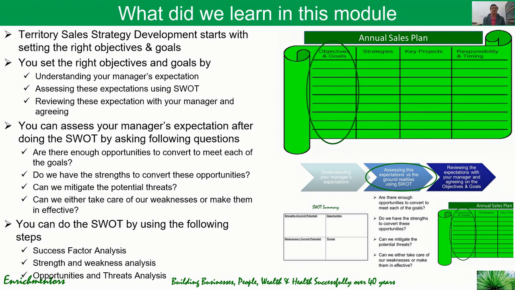And now we know what SWOT is. Then reviewing those expectations with your manager and agreeing, taking the SWOT and your goals and sitting together and saying, sir, let's see realistically whether it can be achieved. You can assess your manager's expectation after using SWOT by asking those 4 questions. Are there enough opportunities to meet and exceed these objectives? Do we have strengths to convert these opportunities? Can we mitigate the potential threats? Can we either take care of our weaknesses or make them ineffective?